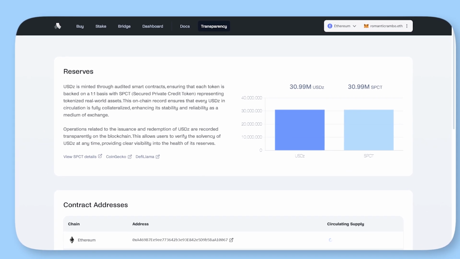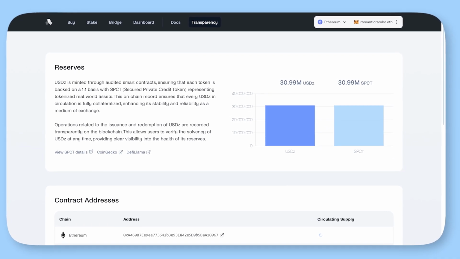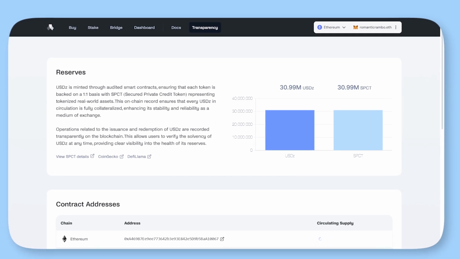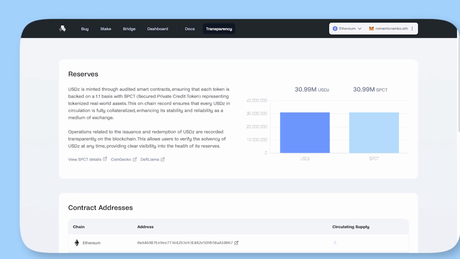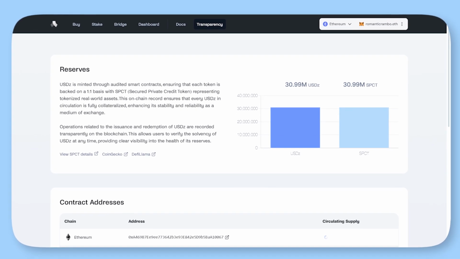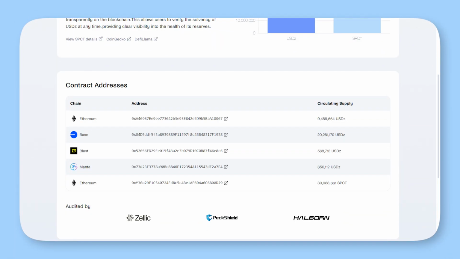Each USDz that is minted is backed one-to-one with this SCPT token, which represents tokenized real-world assets. And as such, this makes it provable on-chain via smart contracts that USDz is reliably stable and fully collateralized. All the details about the assets can be found on the different chains where USDz has its supply, with the SCPT token staying on the Ethereum blockchain.